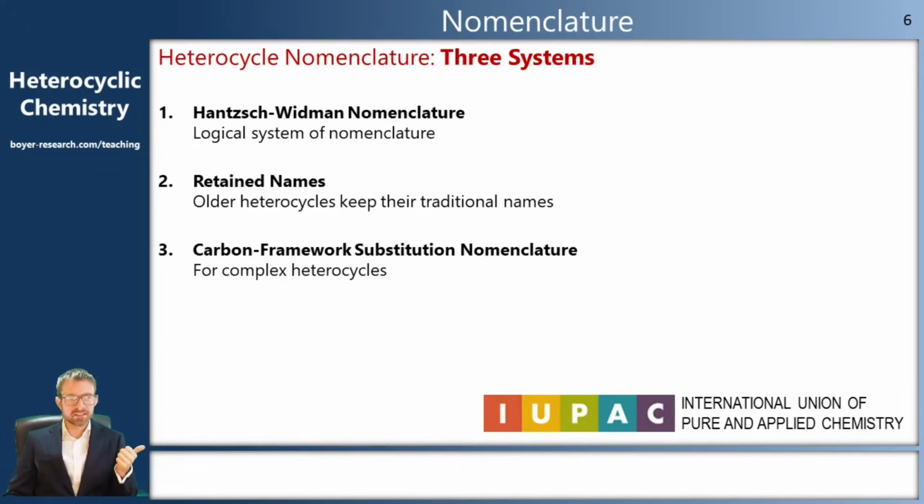The first set of rules is the Hantzsch-Widman nomenclature. This is a logical system by which you can name various different heterocycles. However, some of the older heterocycles which are very prevalent keep their older, more traditional names. Finally, some heterocycles are very complicated, and for those we need a backup system which involves naming the carbon framework and then describing where the heteroatoms are.